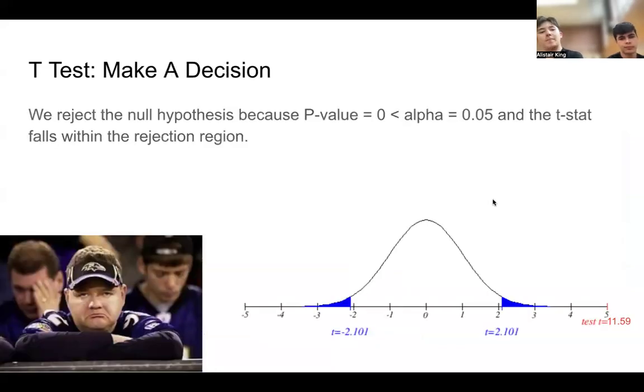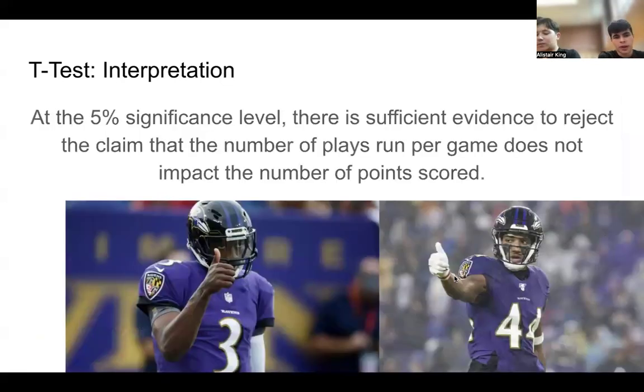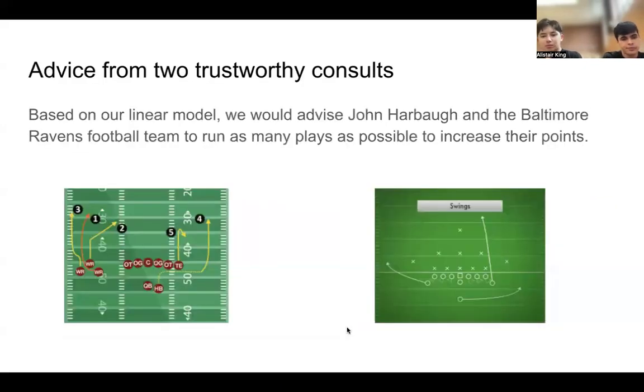We graphed this out, and we decided to reject the null hypothesis because our p-value, which was basically 0, is less than alpha. Also on this graph, we see that the t-stat falls within the rejection region. Our interpretation: at the 5% significance level, there is sufficient evidence to reject the claim that the number of plays run per game does not impact the number of points scored. So based on our linear model, we would advise John Harbaugh and the Baltimore Ravens to run as many plays as possible to increase their points.